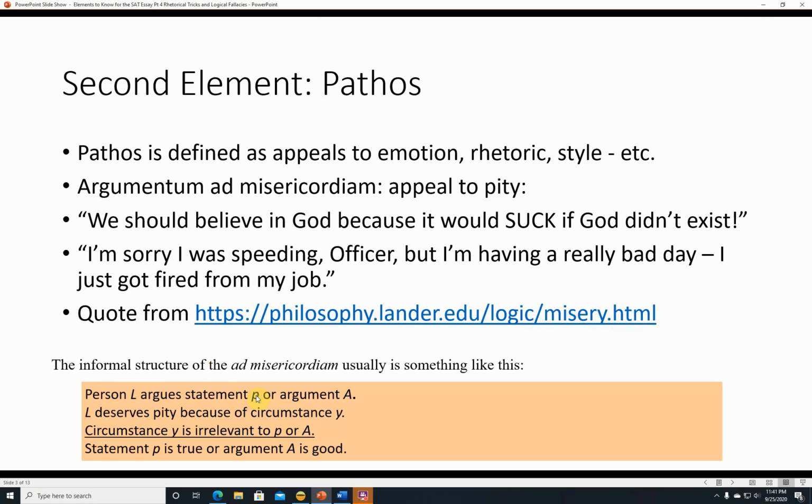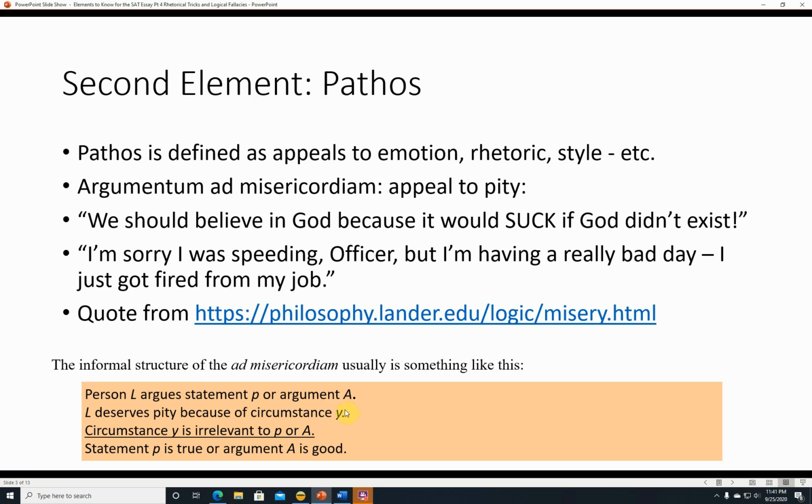Person L argues statement P or argument A. L deserves pity because of circumstance Y. Circumstance Y is completely irrelevant to P or A. So if I got fired from my job, it has nothing to do with your exceeding the speed limit. Also has nothing to do with the existence of God or whether the New York Yankees are the best baseball team.